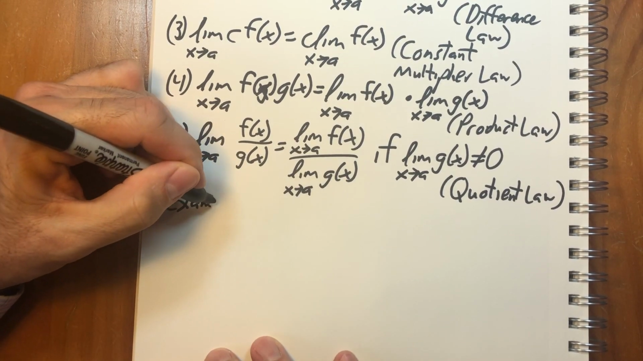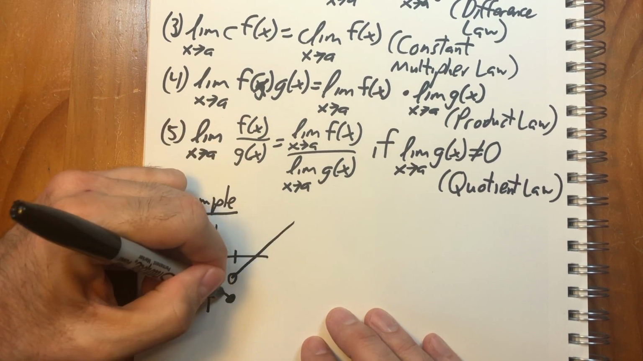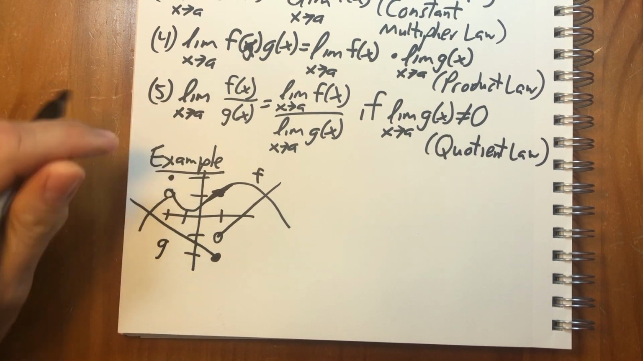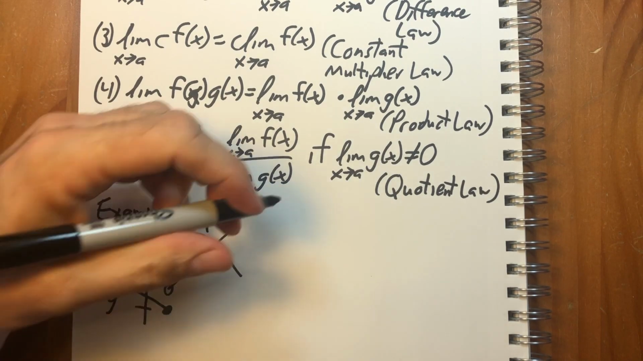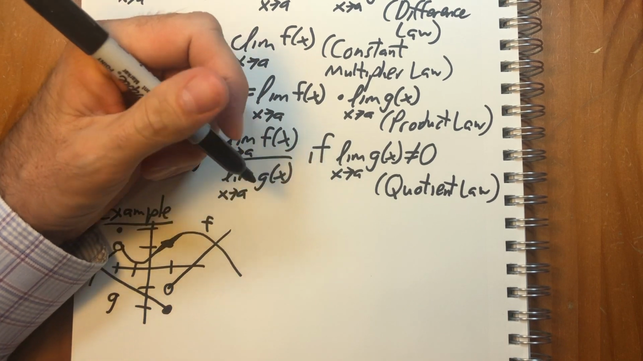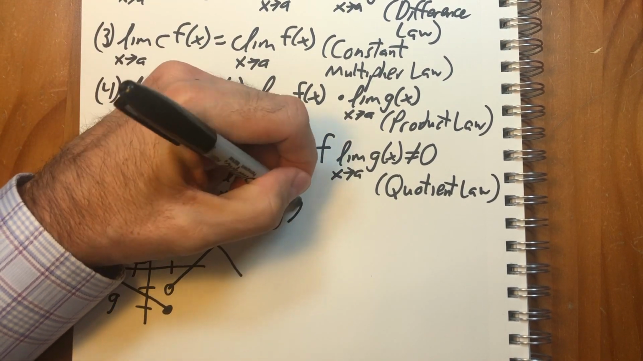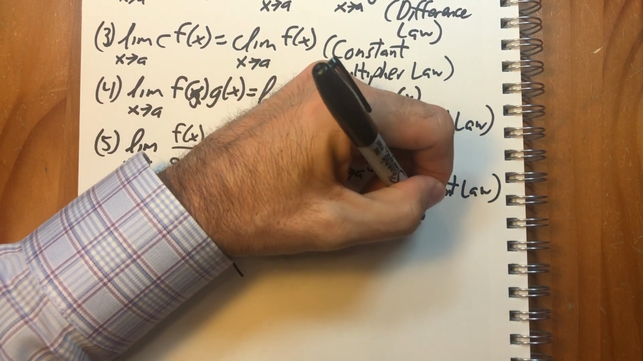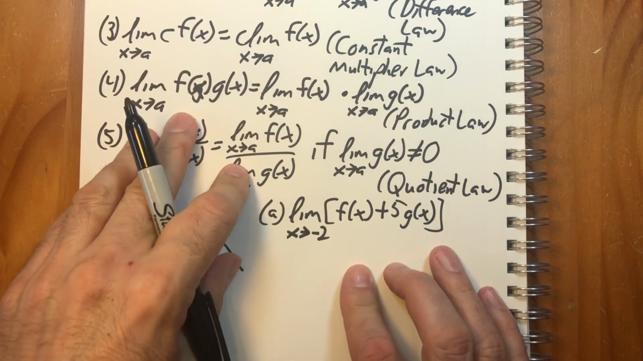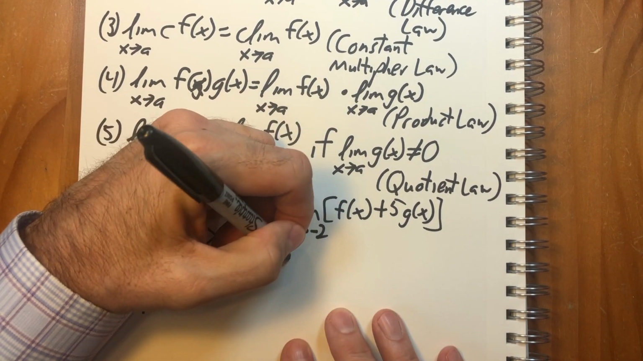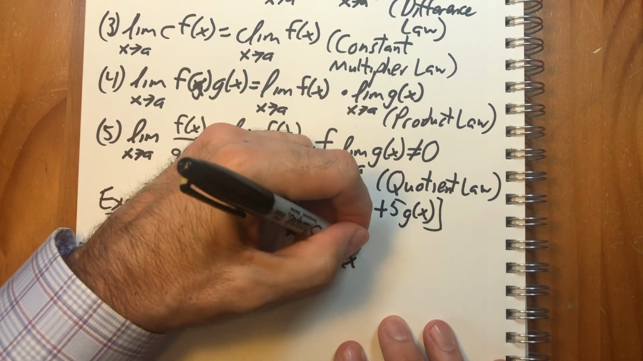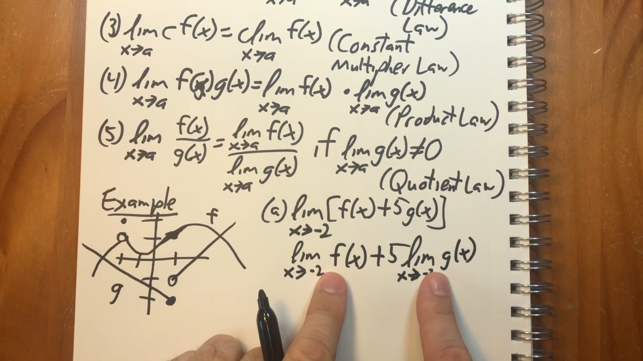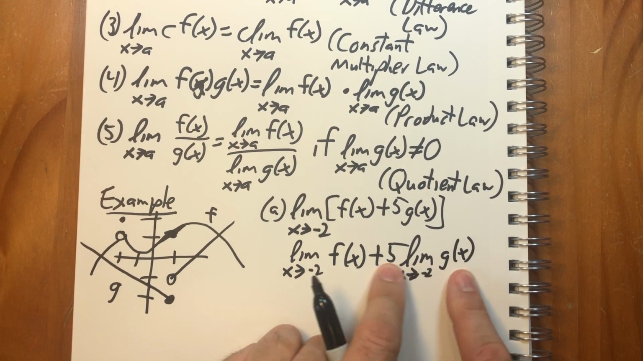Just for a simple little example, let's make up a couple of functions. Let's say that this is f and this is g. Let's see if we can eyeball it and figure out what a couple of these would be using our rules. If we had the limit as x approaches -2 of f of x plus 5 times g of x, what would this limit be? Using our rules, we can split this up into the limit as x approaches -2 of f of x plus 5 times the limit of g of x. First we applied the sum law, and then we applied the constant multiplier law.